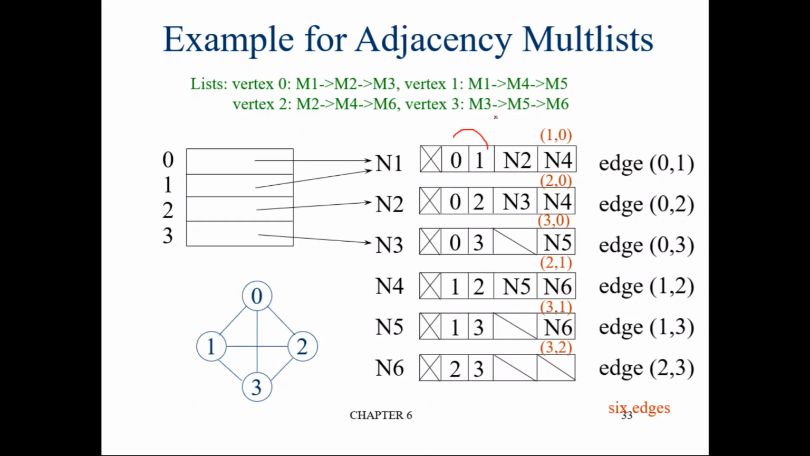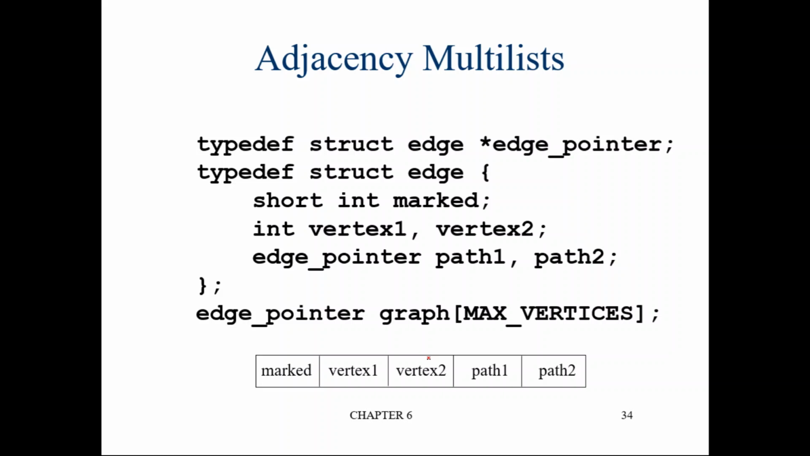This will take care of not only 0 to 1, it will also take care of 1 to 0. Similarly, this is one node, this is another node. It takes care of 0 to 2 and 2 to 0. This will take care of 0 to 3 and 3 to 0. This will take care of 1 to 2 and also 2 to 1. This will take care of 1 to 3 and 3 to 1. This will take care of 2 to 3 and also 3 to 2.